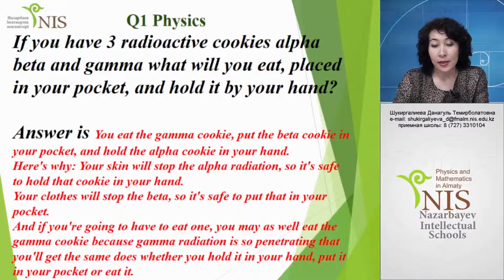The correct answer is: you eat the gamma cookie, put the beta cookie in your pocket and hold the alpha cookie in your hand. Here's why. Your skin will stop the alpha radiation, so it's safe to hold that cookie in your hand. Your clothes will stop the beta, so it's safe to put that in your pocket. And if you are going to have to eat one, you may as well eat the gamma cookie, because gamma radiation is so penetrating that you get the same dose whether you hold it in your hand, put it in your pocket or eat it.